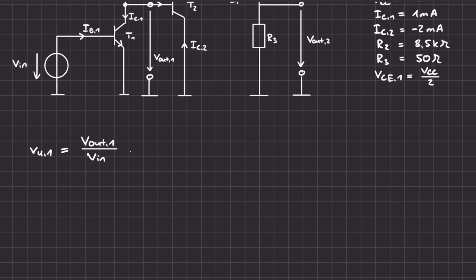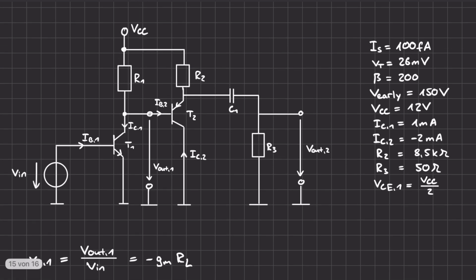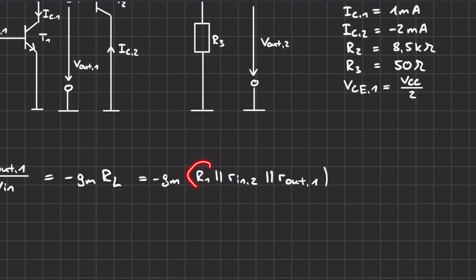Well, for the voltage gain of an emitter circuit, we have the formula that is minus the transconductance of the transistor times the load resistor. Okay, but what is the load resistor in this case? Well, it's the resistor 1 in parallel to the input resistance of the transistor 2 in parallel to the output resistance of the transistor 1. So let's first calculate the resistor 1.